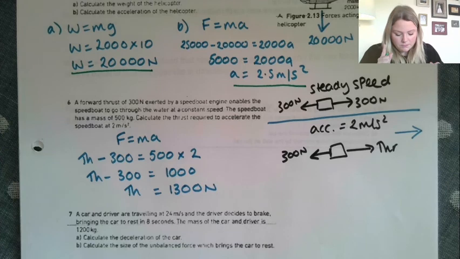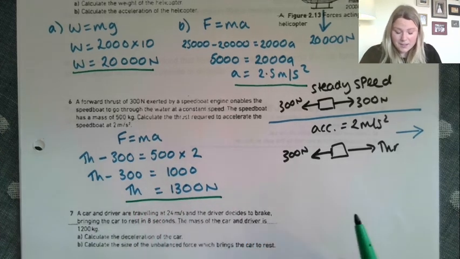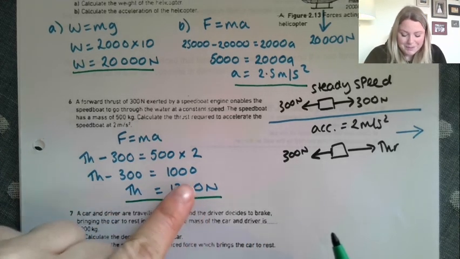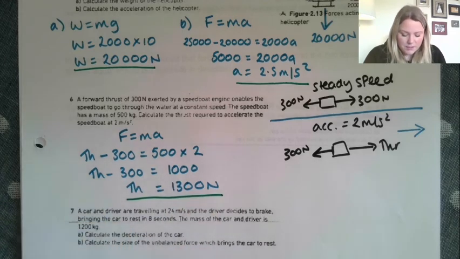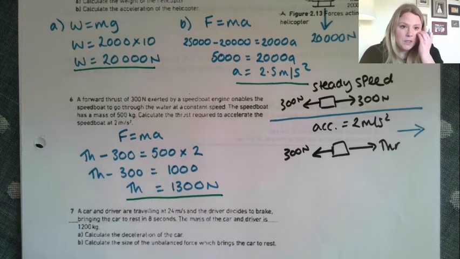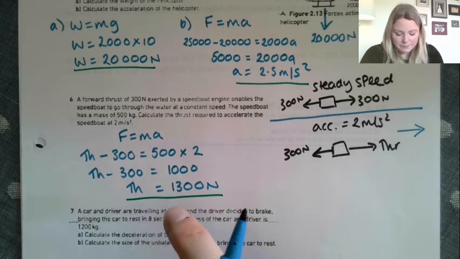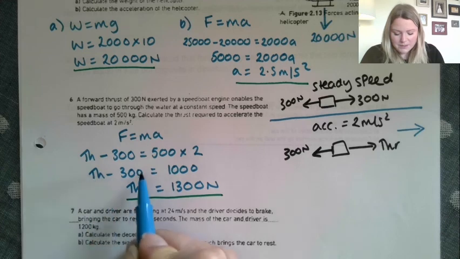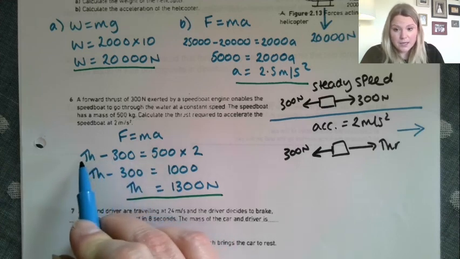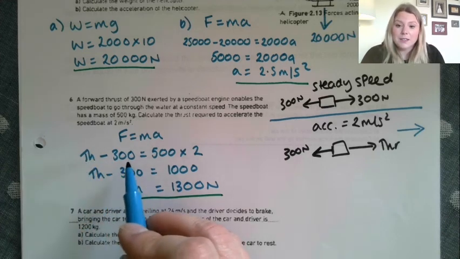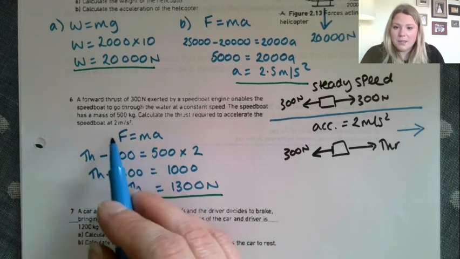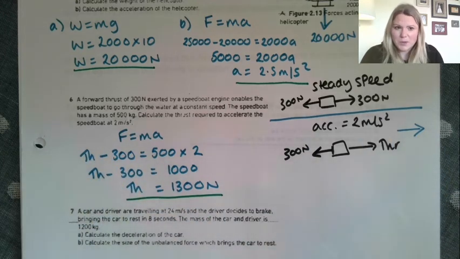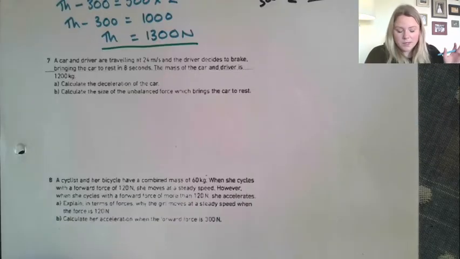Now, the most common mistake that I saw there was people getting this 1,000, but then they took away the 300 as opposed to adding it on. So hopefully you can see why it ends up getting added on. And this is my preferred method for making sure that I don't make that mistake, that I substitute it in to my F equals ma the way it is in the diagram, as opposed to trying to do it in two separate steps.